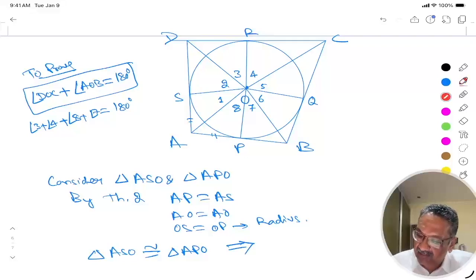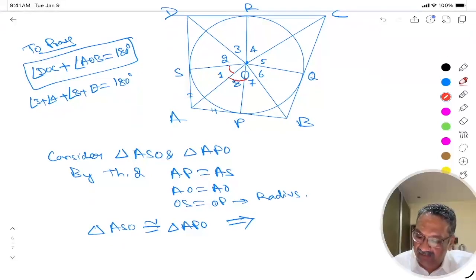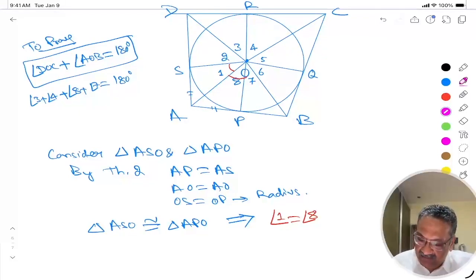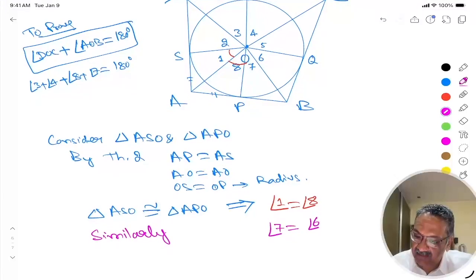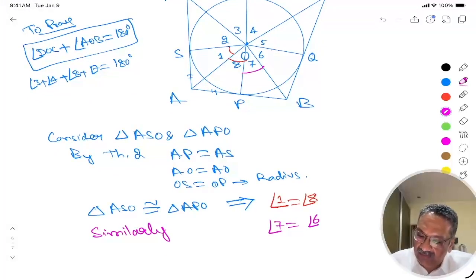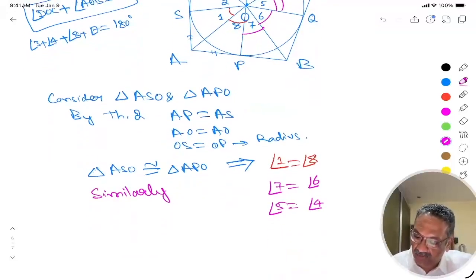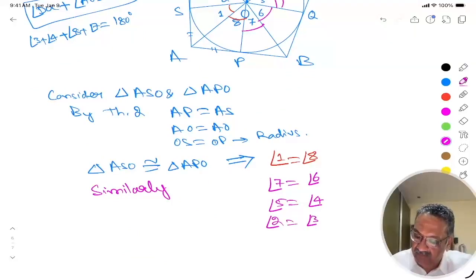This implies this angle 1 is equal to angle 8. Angle 1 is equal to angle 8. Correct? Similarly we have angle 7 is equal to angle 6. These two are equal. Then angle 5 is equal to angle 4 and angle 2 is equal to angle 3.